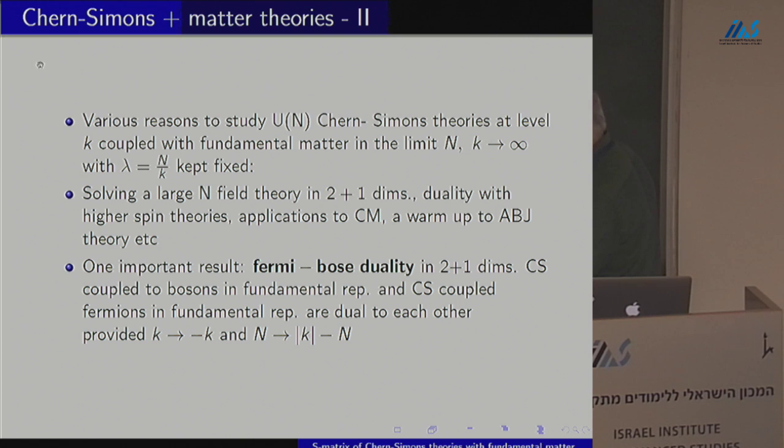Now, in all these attempts, a very important result has emerged, and that is Fermi-Bose duality in 2+1 dimensions. Fermi-Bose duality in 1+1 dimensions is very well understood. It has a long history, and there it is a particle-soliton type of duality. Here the duality is between fundamental particles that actually occur in the Lagrangians of fermions coupled to Chern-Simons and of bosons coupled to Chern-Simons gauge fields. The duality basically is the following: various quantities like correlation functions, partition functions, etc., map into each other in these complicated theories, provided we make the following transformation: the level goes to minus itself, and the rank of the gauge group is shifted, so that it goes to |k| minus N.